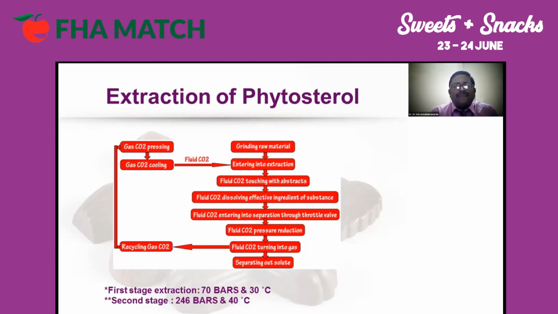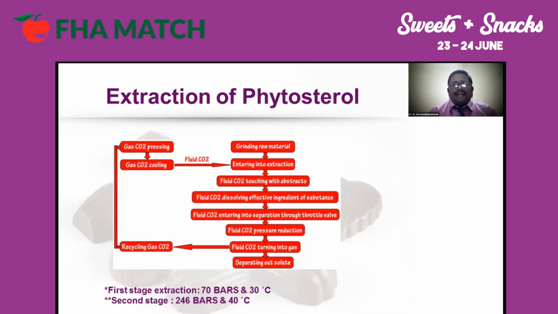Commercial units are available. The food industries that are planning to prepare phytosterol rich products on a commercial level can adapt to this technology, like supercritical CO2 extraction. The units are readily available. You can go ahead and install this unit so that you can extract the phytosterol content present in natural food sources like cereal bran, cereal wheat germ and so on.